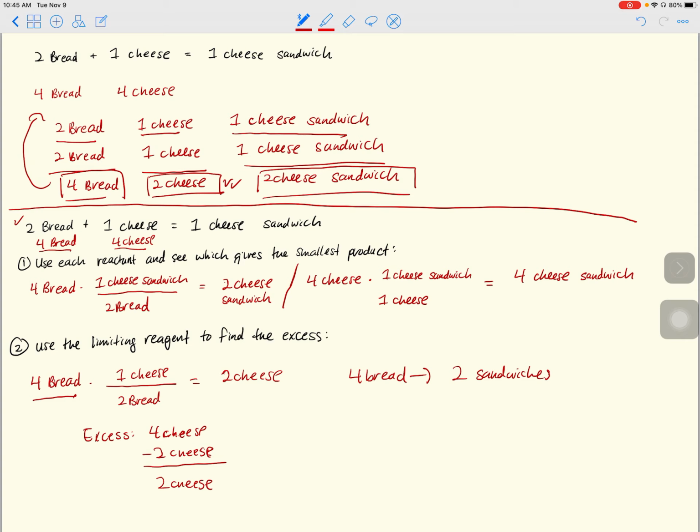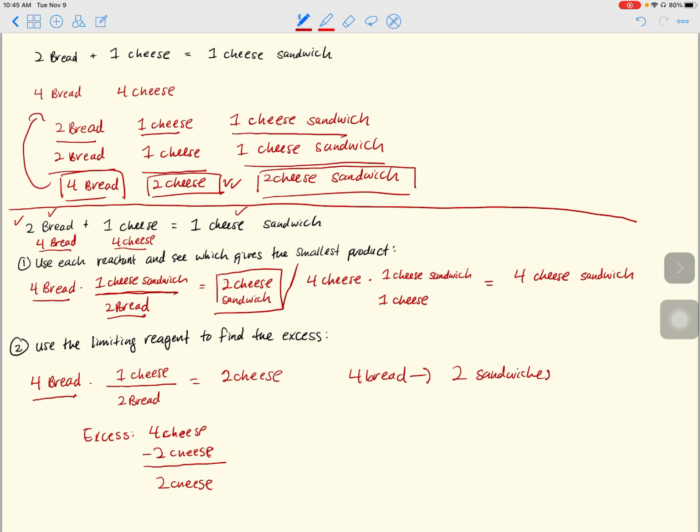And so we use the mole ratio of 4 bread. From this equation, we need 2 bread to make 1 cheese sandwich. And so that's why we use this specific ratio of 1 cheese sandwich over 2 bread. And so from 4 bread, we make 2 cheese sandwiches. Also, in order to find the limiting reactant, we have to do a mole ratio for each reactant. And so now that we did bread, let's do cheese.